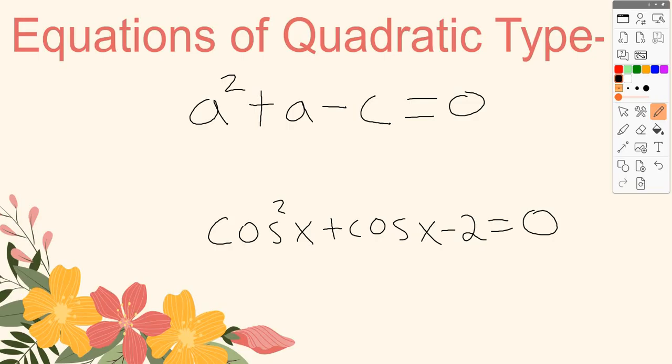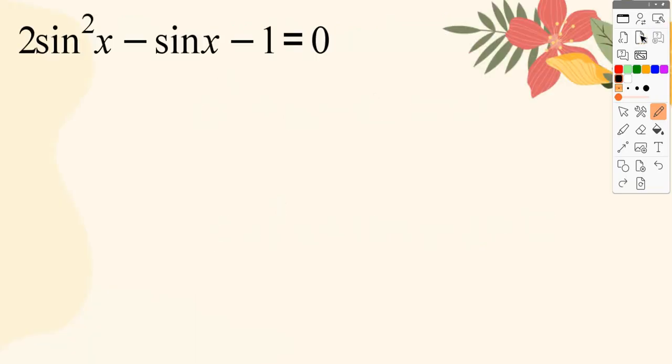And so remember, with our trinomials, when we have 3 terms, we're going to factor that first, and then we make 2 little equations with each of our factors. So let's look at an example of that. We have 2 sine squared minus sine minus 1 equals 0.